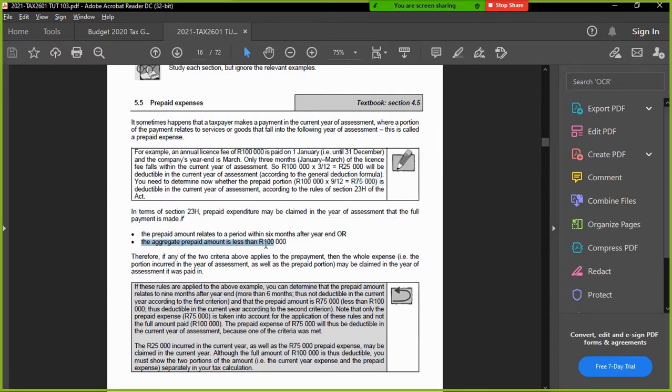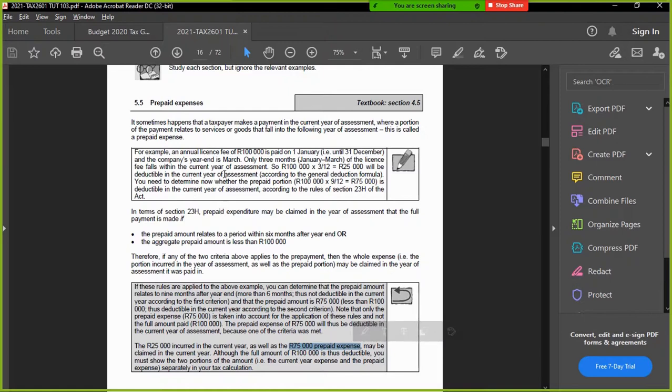So if it's less than 100,000, you're going to be able to deduct it. Does that make sense? Okay, and that's exactly what they're saying here. The 25,000 is during the current year, so it meets the section 11A basic general deduction formula. The 75,000 is a prepaid expense.